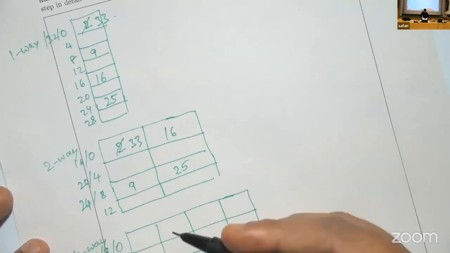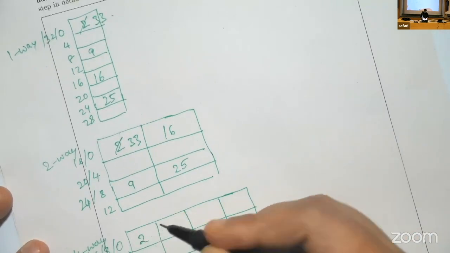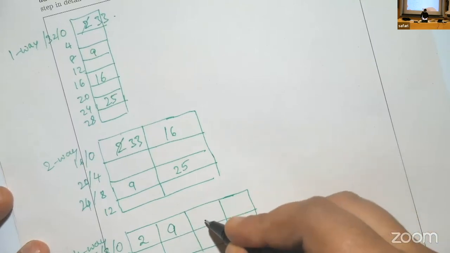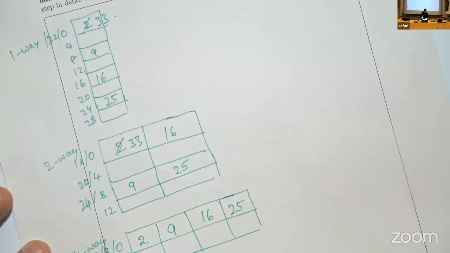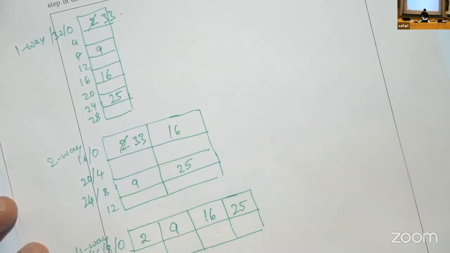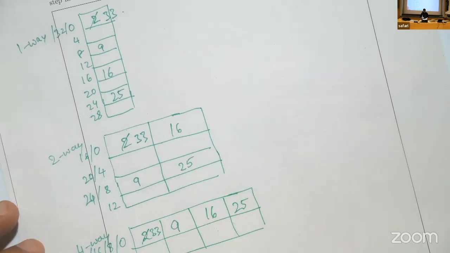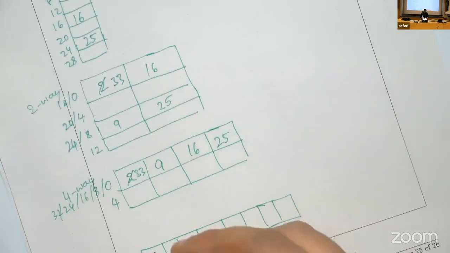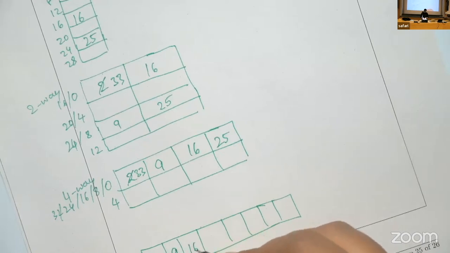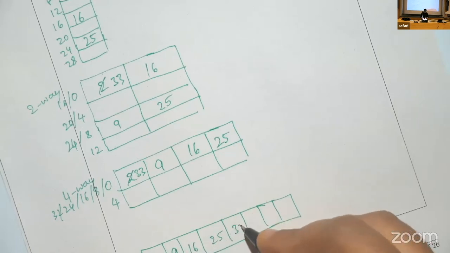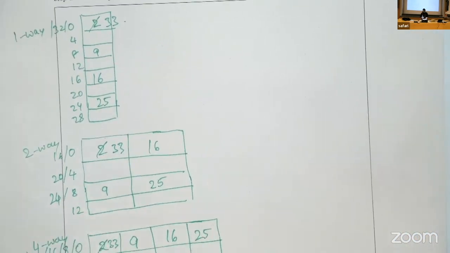In the case of 4-way, we will have 2, 9, 16, 25. Again, 33 goes in the first set, and we will replace 2 with 33 because of the FIFO policy. In the case of 8-way, we will store all these addresses without any replacement. So now this is the state of the cache, and we will have to access 3 more addresses. The trick is to find 3 addresses which can give you unique hit rates across these associativities.